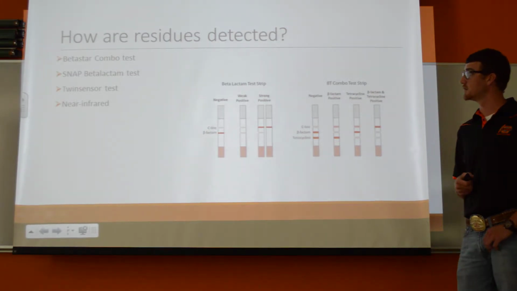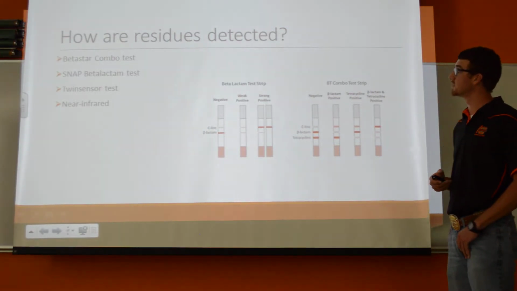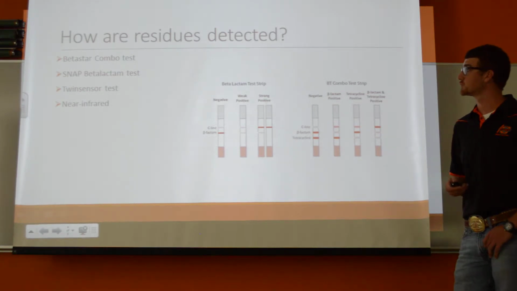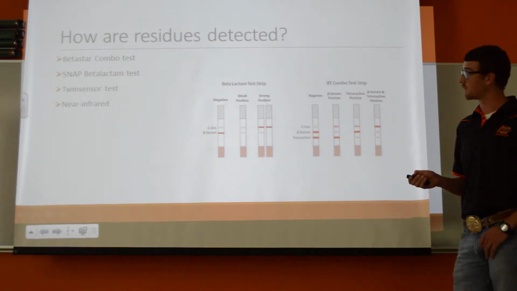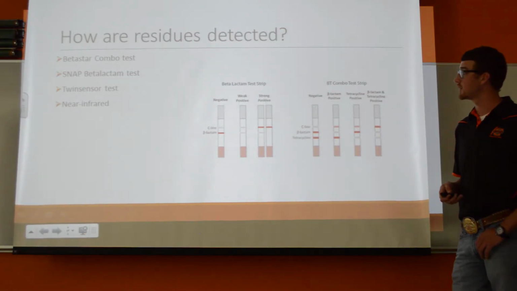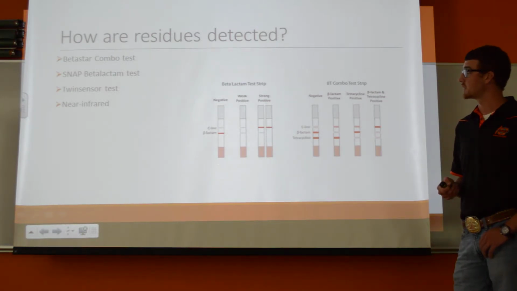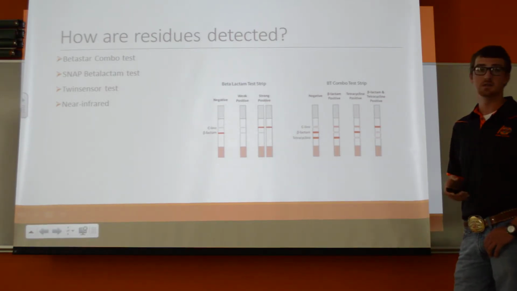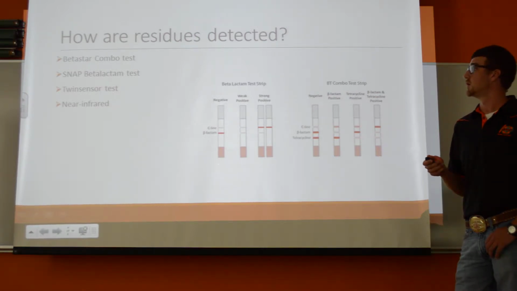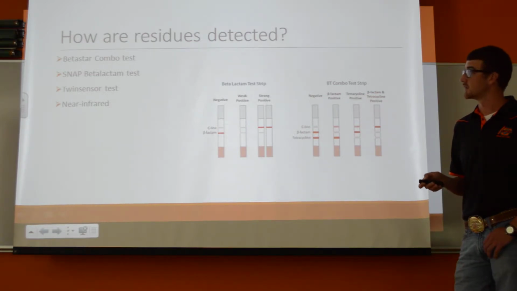So how are these residues being detected in milk? These are the four most common tests that I found across my research, where the Beta Star combo test is the most popular, because it is easy to use for the dairies, the farmers, the truck drivers, the milk receivers, and even the testing labs, and they can get results fairly quickly, within 5 minutes.